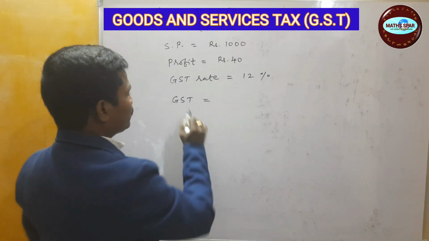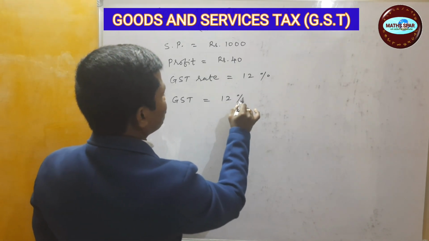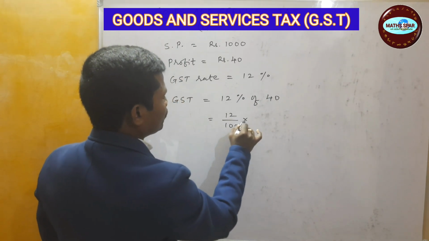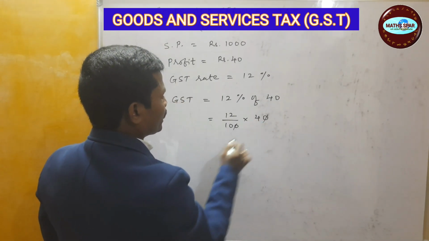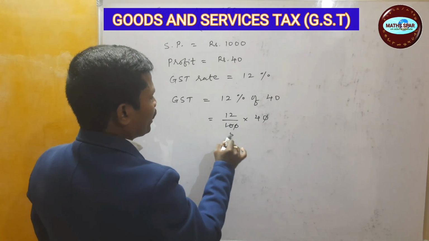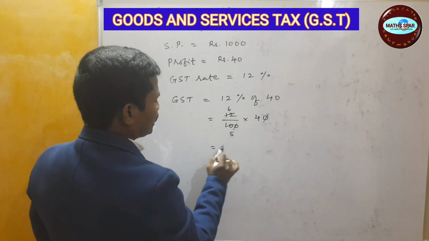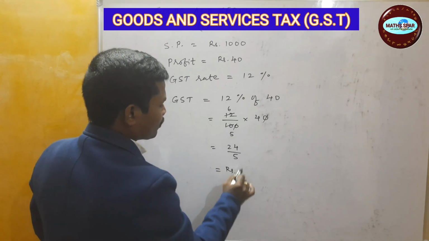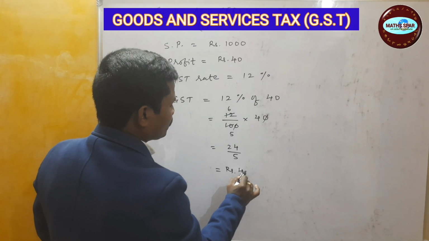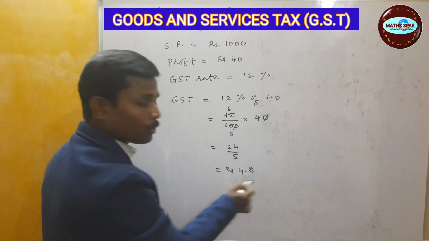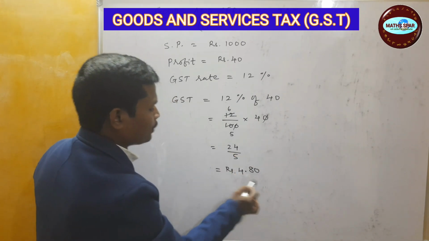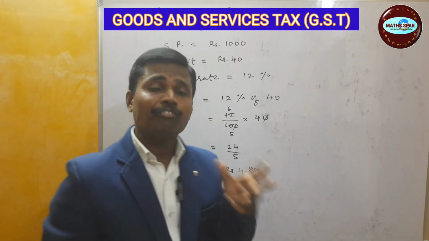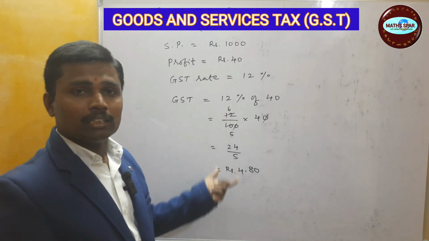The tax liability, that is GST, is 12% of 40 rupees, that is 12 by 100 into 40, zeros get cancelled, 24 by 5, which is nothing but 4.8. So you will not leave the solution as it is, you will write 4 rupees 80 paise. This is the GST collected. Whenever profit is given, directly you can find the GST.